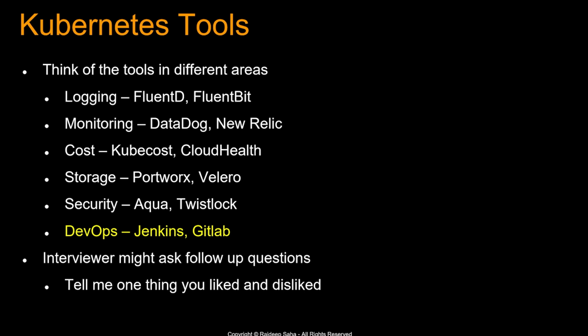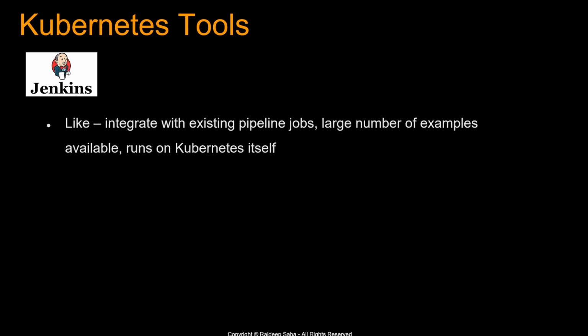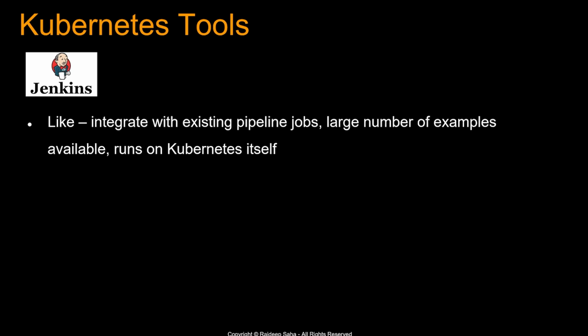So now let's go over one thing you like and dislike about one of the tools. So I'm going to use Jenkins because I have used Jenkins a lot. So some of the things I like about Jenkins is you can integrate with existing pipeline jobs. So if you already have a pipeline job which is deploying to EC2 or it is doing some unit testing, you can reuse all of those things with Kubernetes because everything is controlled through either Jenkinsfile or DSL.